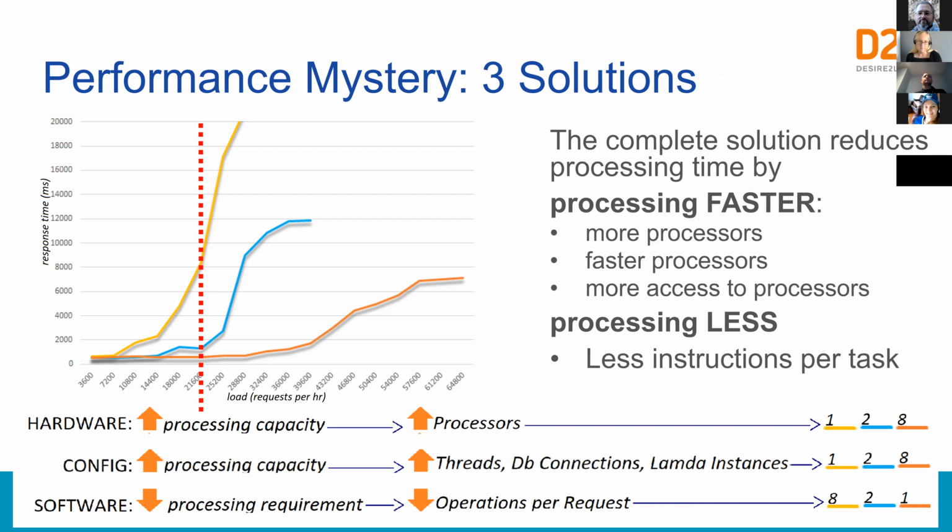And for the last solution, we can consider optimizing our software. Instead of increasing the capacity available to process our request, this method decreases the amount of capacity required to process the request. And it does that by decreasing the number of low-level instructions per task. This one moves backwards. Queuing, and therefore response times, are decreased by decreasing the number of instructions required from 8 to 2 to 1.